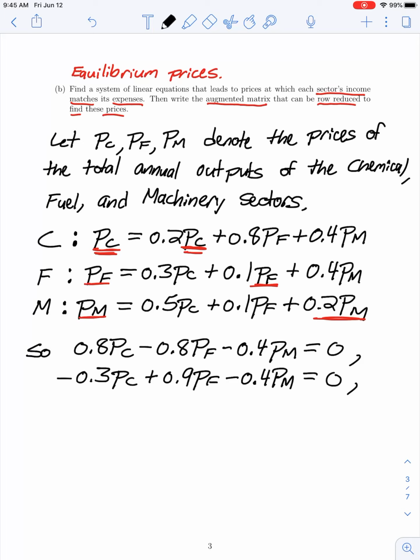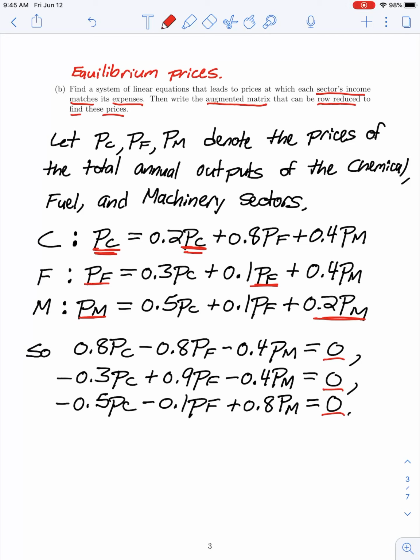And then simplifying my last equation, still keeping the order of my variables, if I want P sub C as the first variable, I would have negative 0.5 P sub C minus 0.1 P sub F. And then I had 1 P sub M, I'm subtracting my 0.2 P sub M. So that leaves me with 0.8 P sub M has to equal 0. So this is a system of linear equations. Notice this is a homogeneous linear system since each of our equations is set equal to 0.